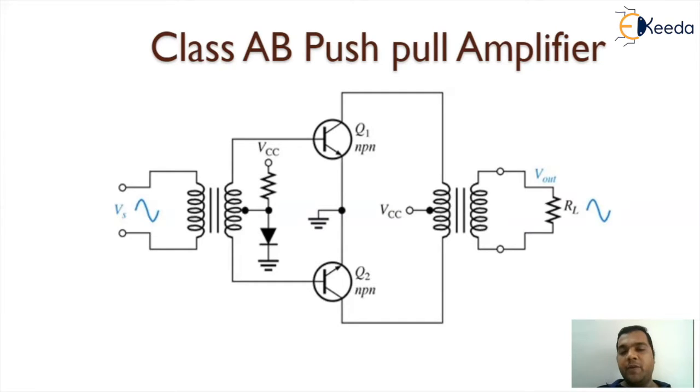That 0.7 will be given to the base of transistor Q1 as well as transistor Q2. So this will ensure that they are in the on state. As soon as you give the input signal, automatically the positive half cycle will get amplified by Q1 and the negative half cycle will get amplified by Q2. So this is the way we are able to eliminate the crossover distortion problem in Class B.